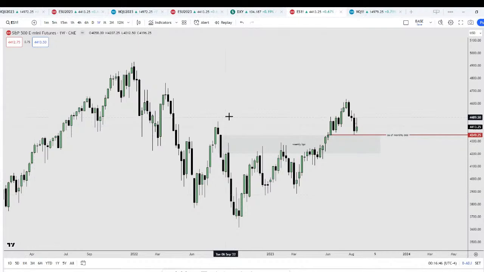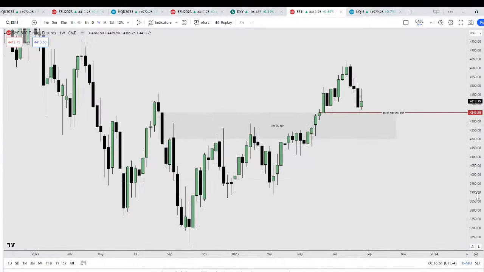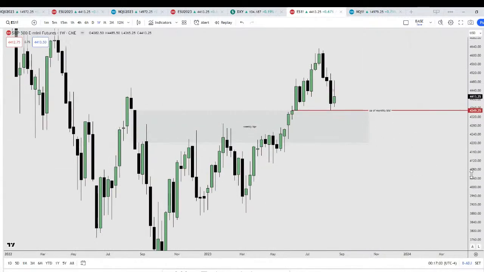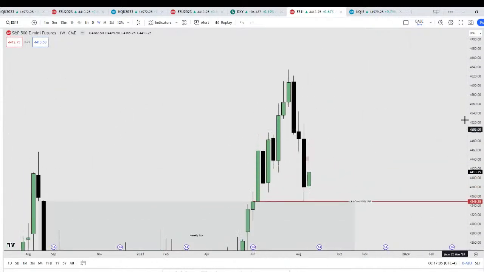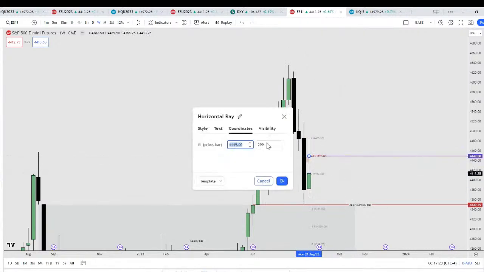Okay, so let's get started. So we will be starting on the ES chart. Okay, so for ES, what am I expecting next week? I'll be focusing on the 50% of this week here. So I'm just gonna annotate it down. Consequent encroachment of the weekly wick.